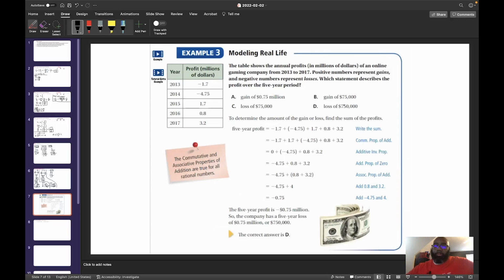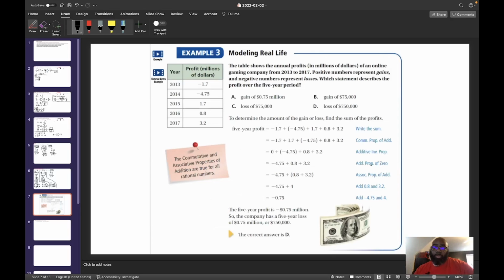All right. Now, what they did on here is they did the commutative property of addition. That means you can just move stuff around. So they moved this 1.7 next to this other 1.7. The reason they did that is because this first 1.7 is negative and the second one is positive. So that means they're going to cancel out and go to zero. And so now you're just left with three numbers: negative 4.75, 0.8, and 3.2, which are here.